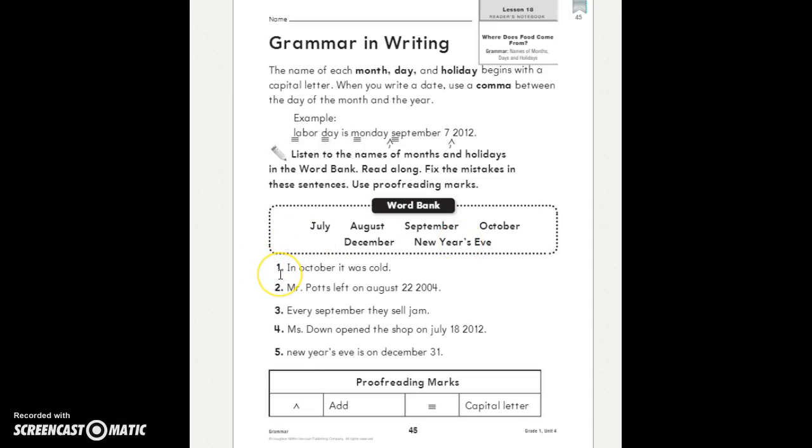On this page, you are going to use the proofreading marks. So in October, it was cold. I see that October here has a capital O, but in my sentence it doesn't. So I would write under this letter O, I would write 3 lines just under the O like this. Go ahead and move through 2, 3, 4, and 5. And check with your learning adult at home.